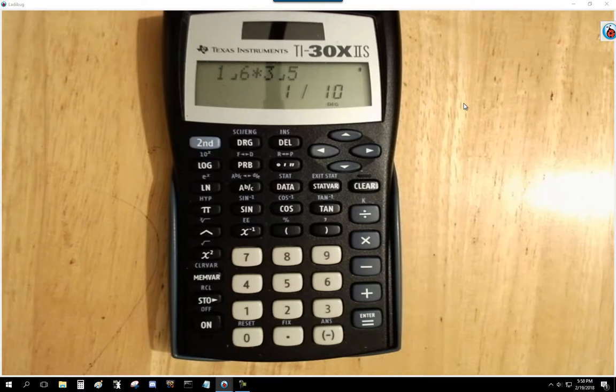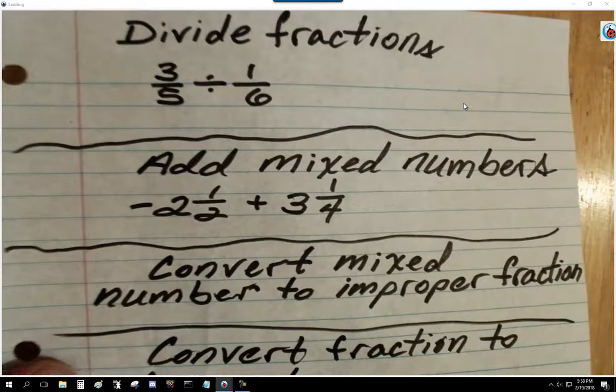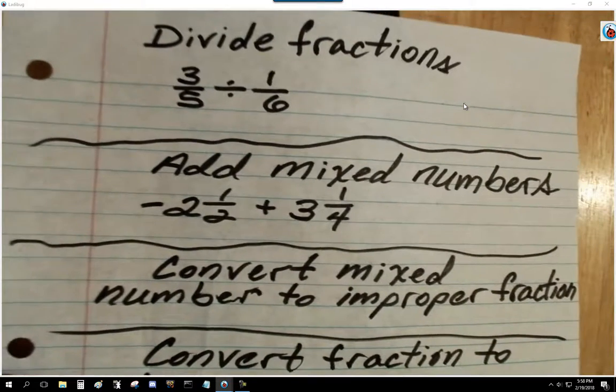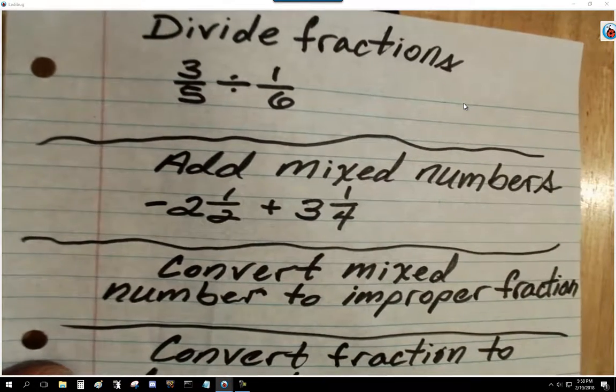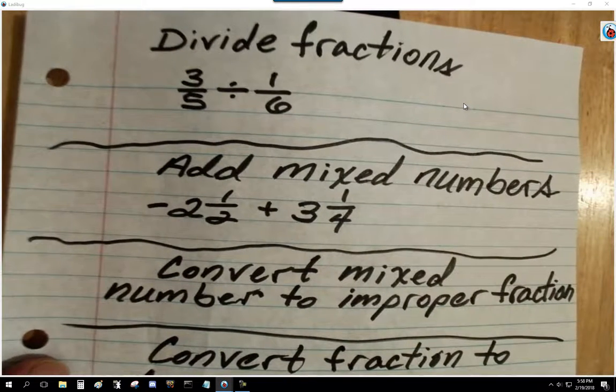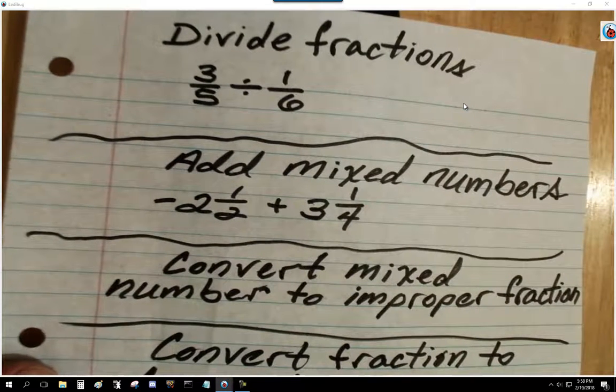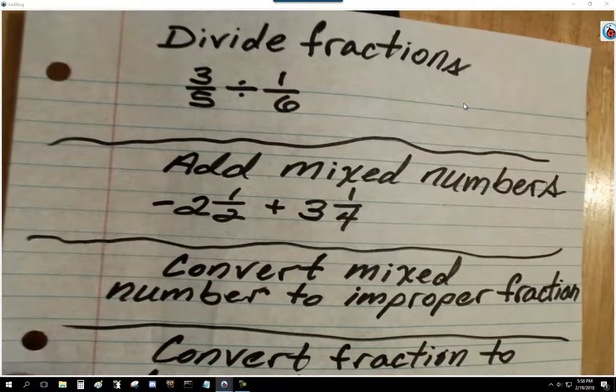Let's now look at how to divide one fraction by another. I want to divide 3/5 by 1/6. Now, to divide fractions, remember you multiply the first one by the reciprocal of the second one. So that would be 3/5 times 6 over 1, or 18/5.